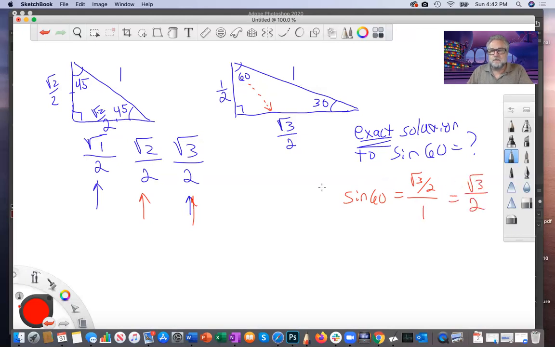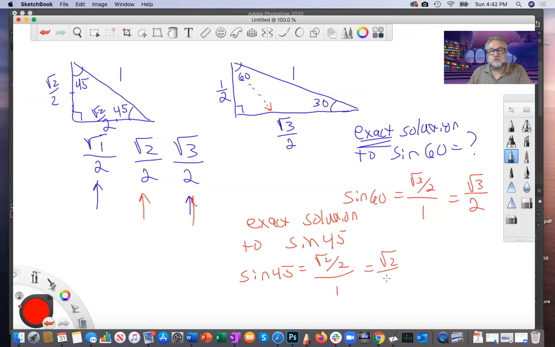That's easy. What's the exact solution to sine 45? Well, it's over here. Sine 45, it doesn't matter which one we're talking about. It's going to be opposite over hypotenuse. So square root of 2 over 2 all over 1. So that's just square root of 2 over 2. So there you go. So I can use these to figure out what the exact solutions are.